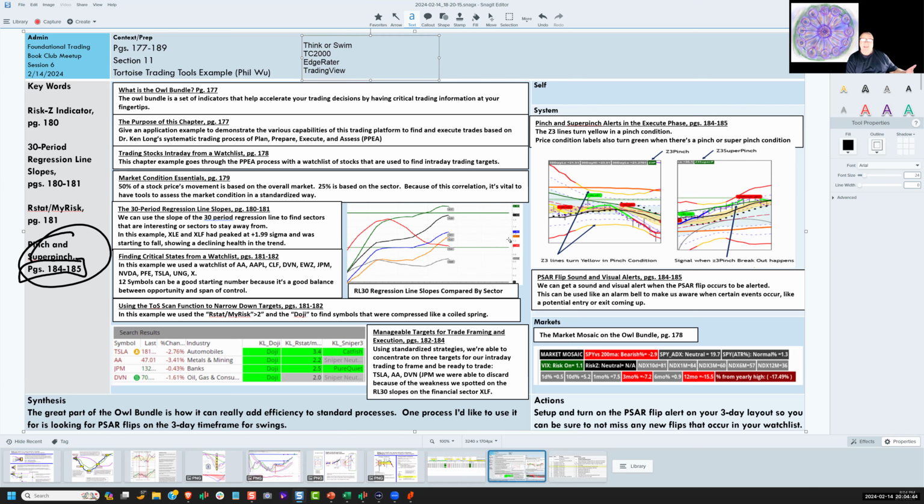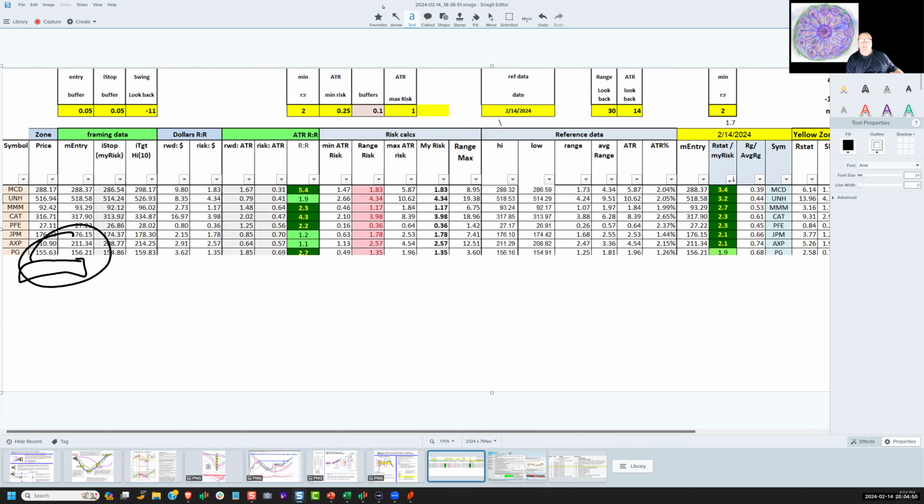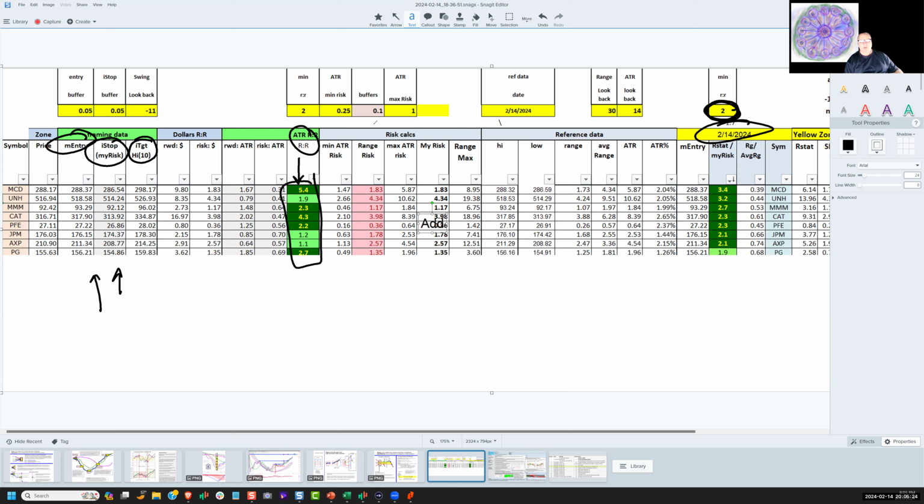Depending on which infrastructure you might be using, your infrastructure might look something like this, where if you're using EdgeRater or reading my daily reports, you take a look at, this is from today, in fact, I'm looking for auto framers, and that is I'm looking for things that test out on better than 2 to 1 as measured by a mechanical entry, a mechanical risk, and a return to the 10-day high. And based on that framing data, I can compute the reward to risk ratio, and anything better than 2 to 1 tells me I have a swing trade possible.